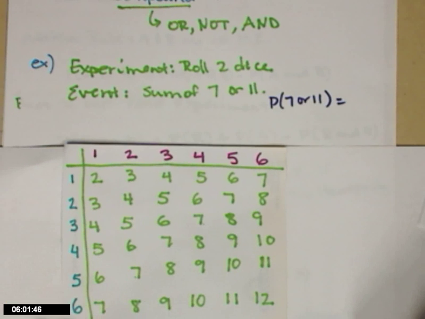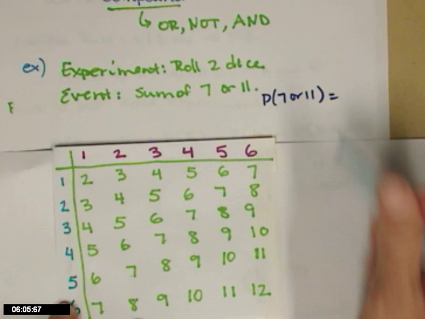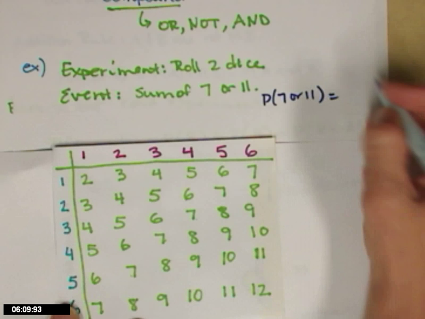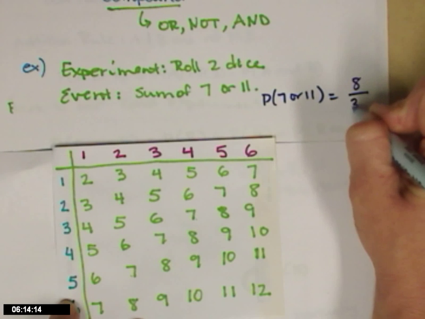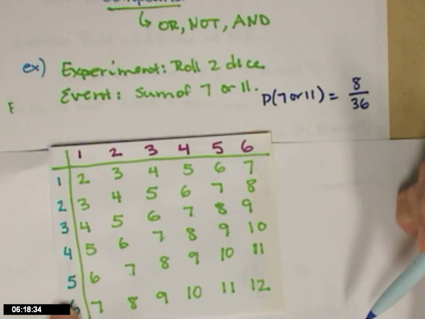Okay. Well, how many ways can I get 7? 1, 2, 3, 6, right? And 11 would work as well. I have two more of those. So 6 plus 2 is 8. So 8 ways to be successful that time over the 36 possible outcomes that were still available to us.